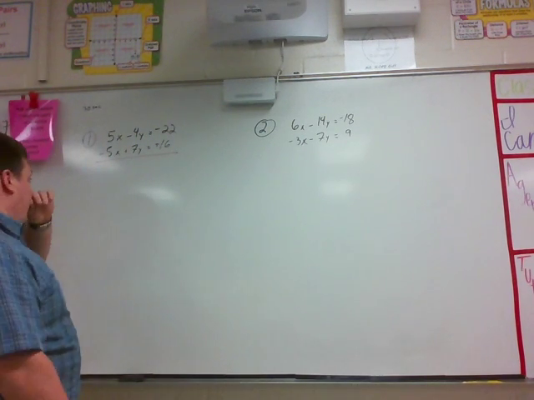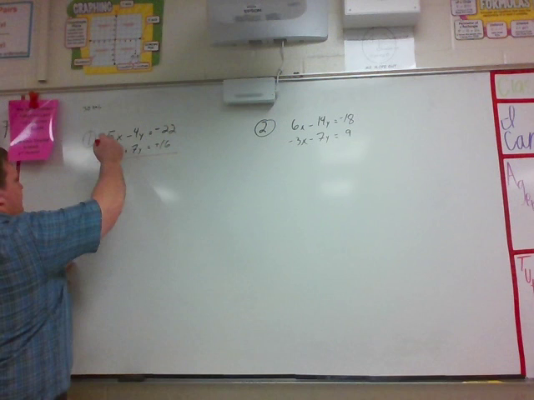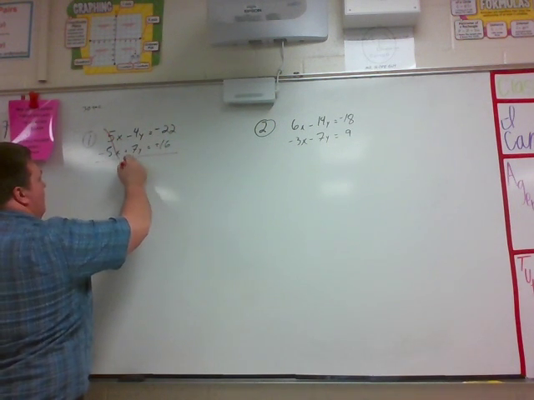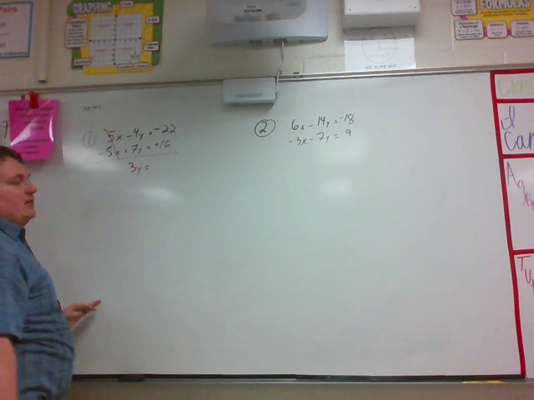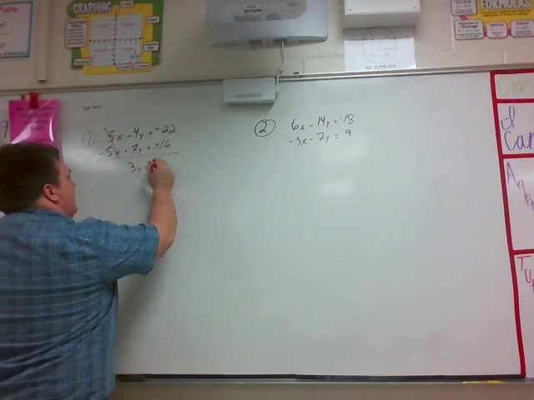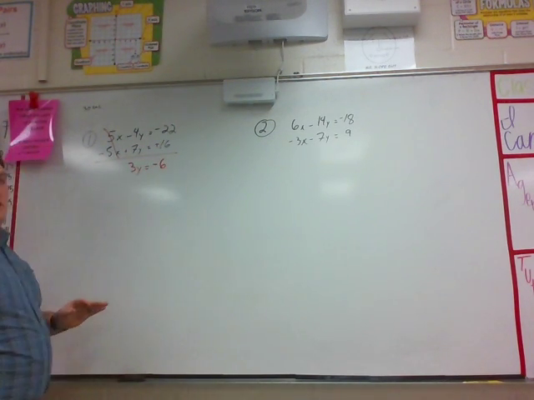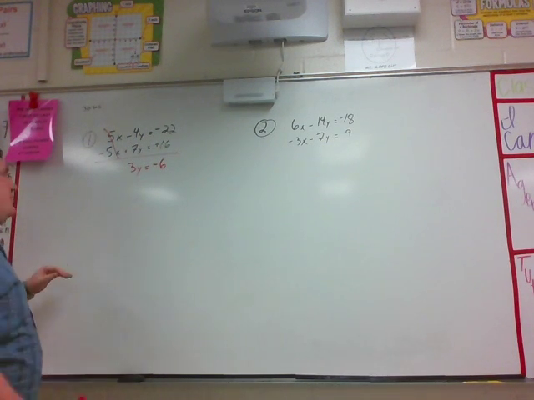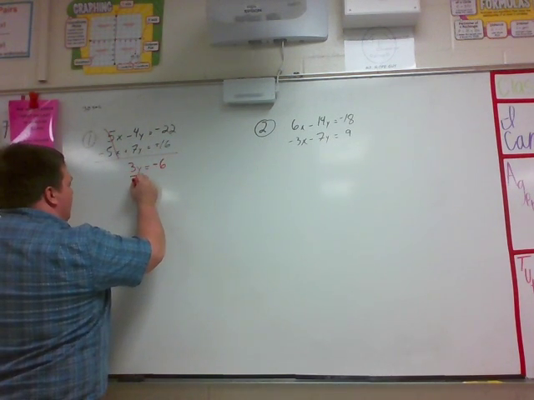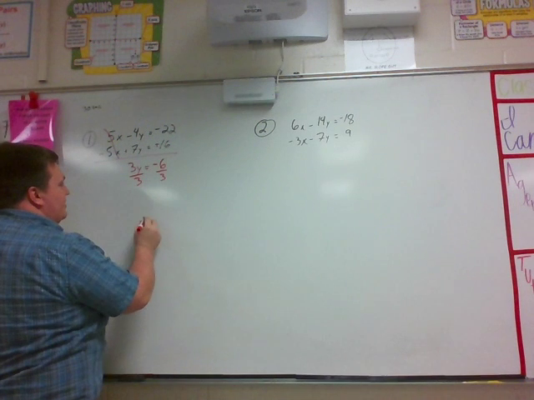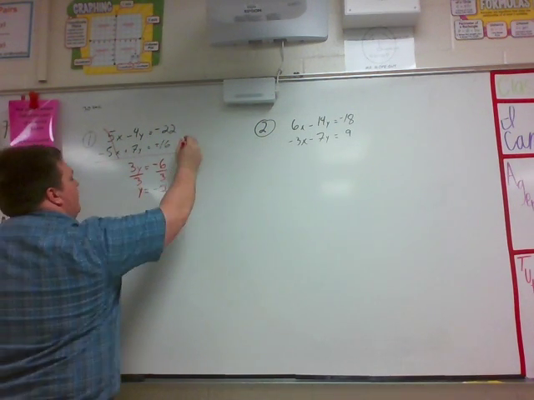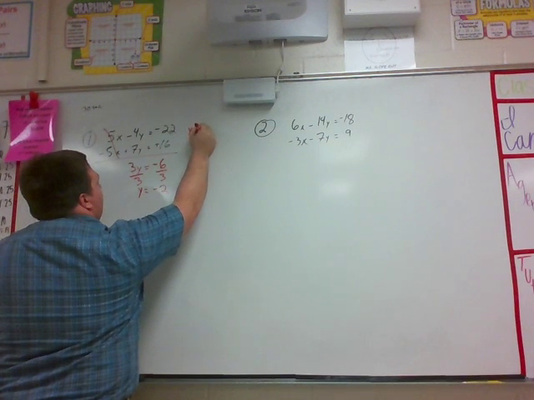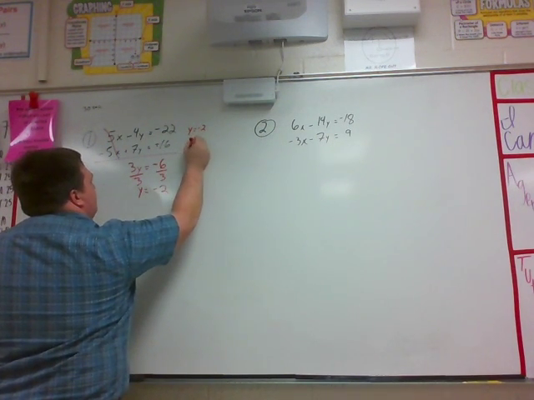Now, from here, this cancels out. We got 3y equals negative 22 plus 16, which is negative 6. Now from here, you want to divide by 2. Or not divide by 2, divide by 3, my apologies. Y equals negative 2. Now, let's solve for x.